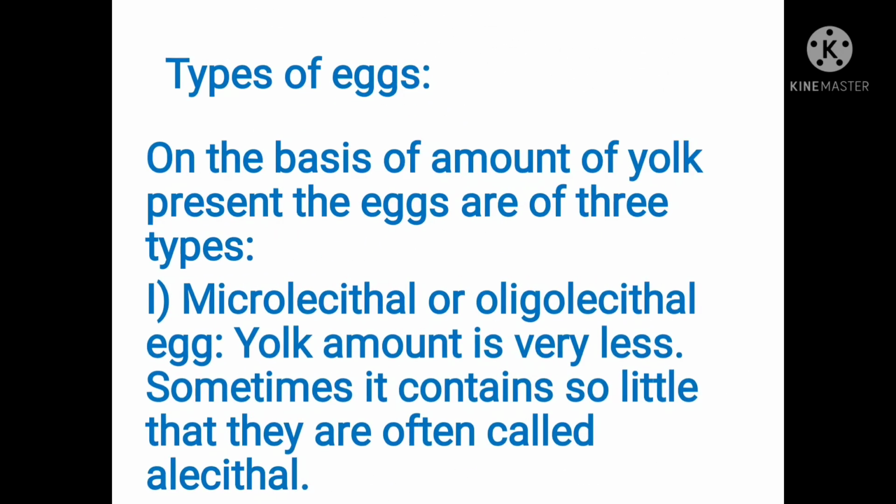Types of eggs. On the basis of amount of yolk present, the eggs are of three types. Number 1. Microlecithal or oligolecithal egg. Yolk amount is very less. Sometimes it contains so little that they are often called alecithal.